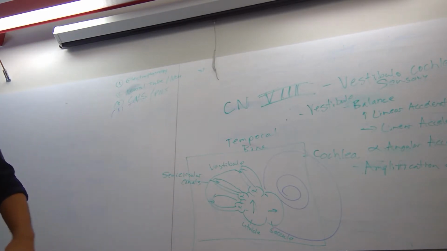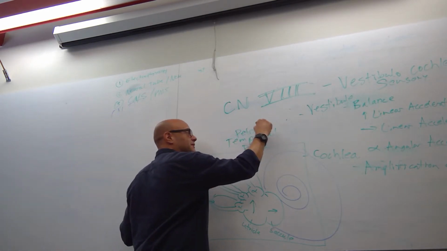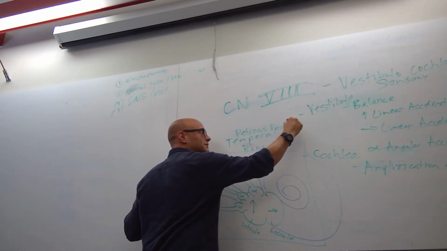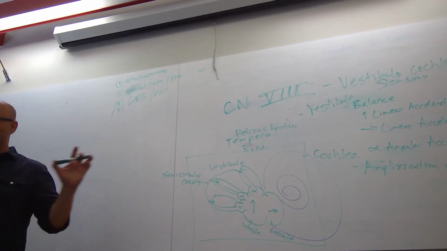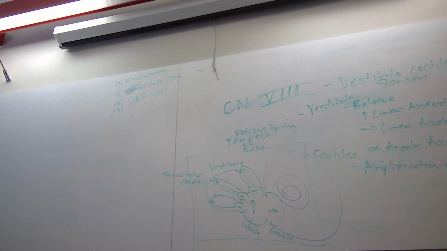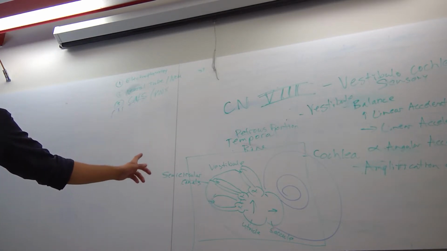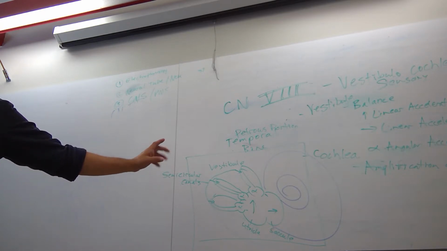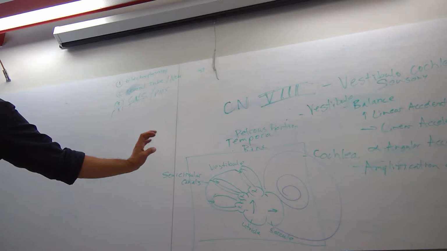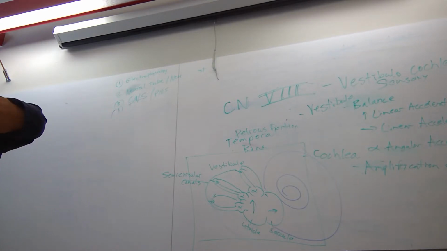The strongest portion of the skull. The petrous portion of the temporal bone. Now I can tell you that this part of the bone is so hard, I tried to break my cadaver's temporal bone to get to this, and all I did was mangle the entire skull into pieces. It was impossible to get to this damn thing.